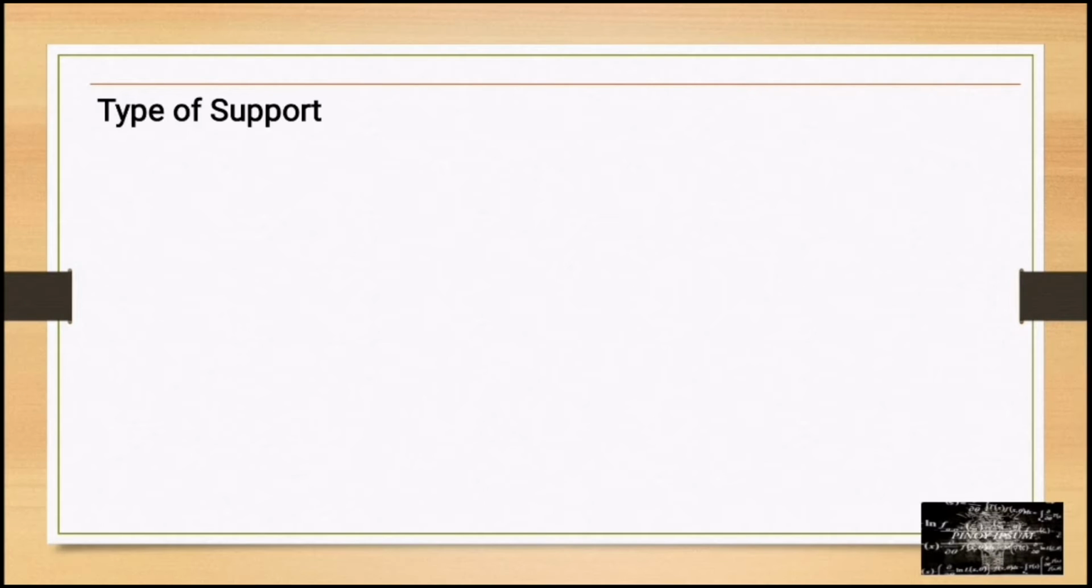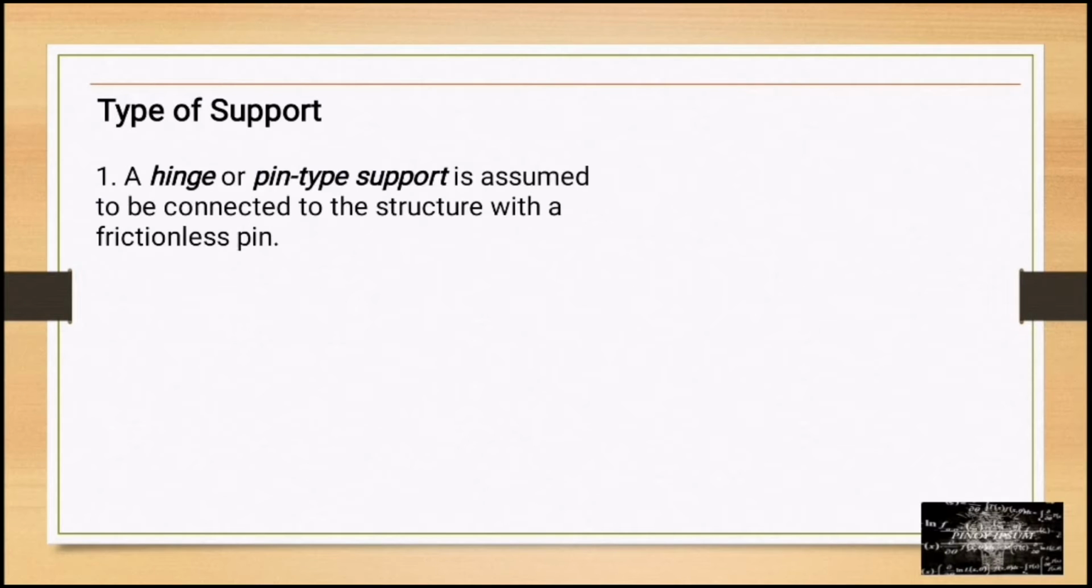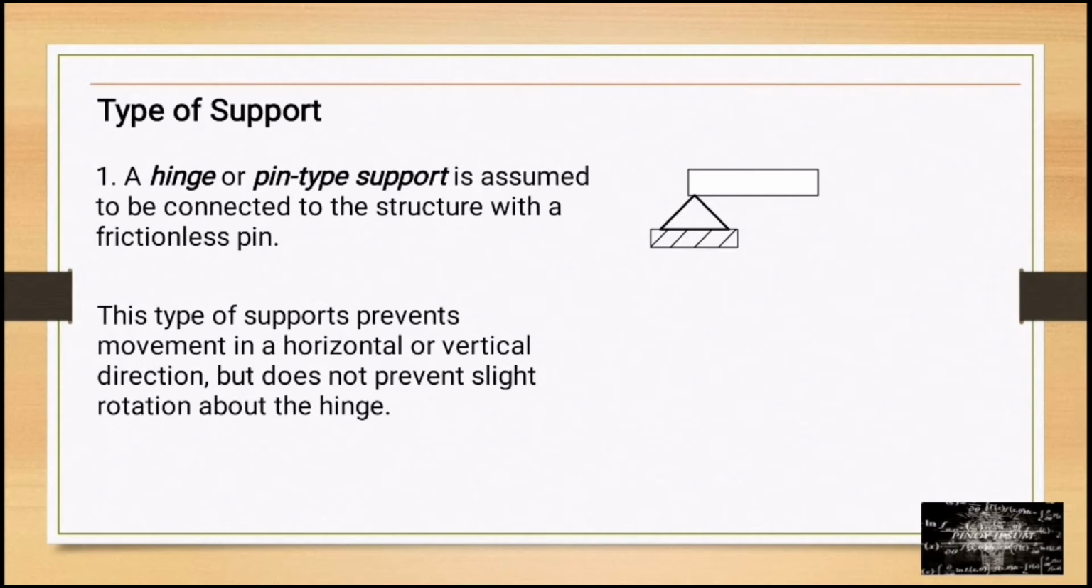Now we have types of support. Number 1, a hinge or pin type support is assumed to be connected to the structure with a frictionless pin. So ganito ang itsura niya. This type of support prevents movement in a horizontal or vertical direction but does not prevent slight rotation about the hinge. So may dalawa tayong reactions, vertical and horizontal.